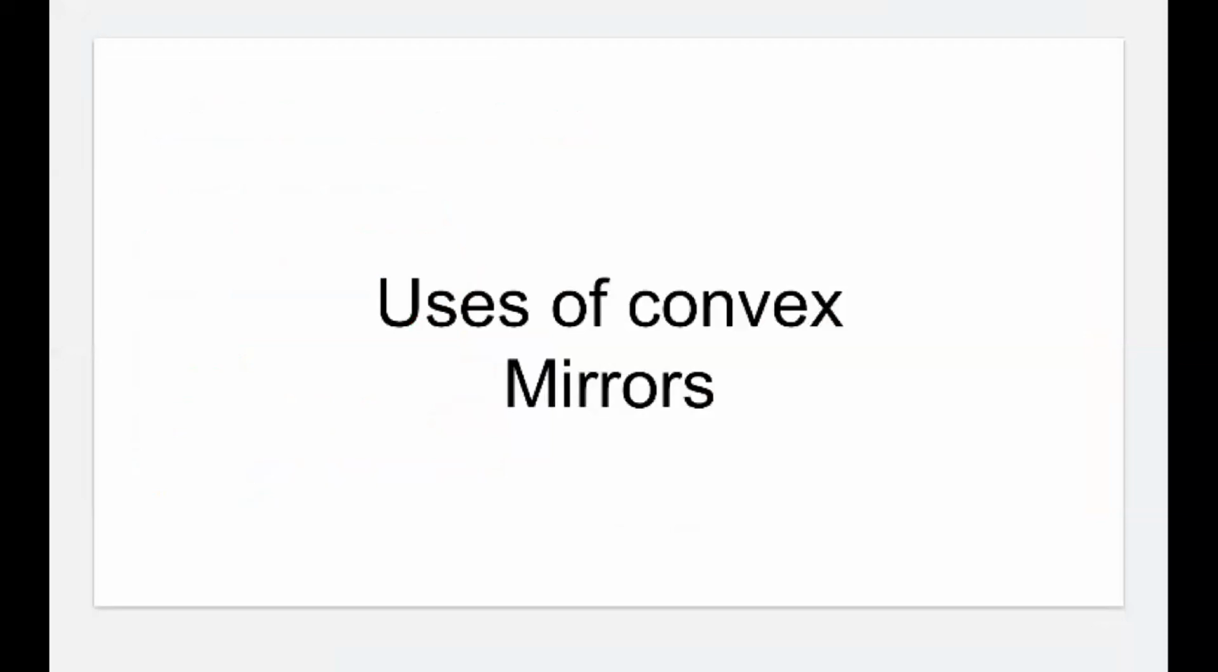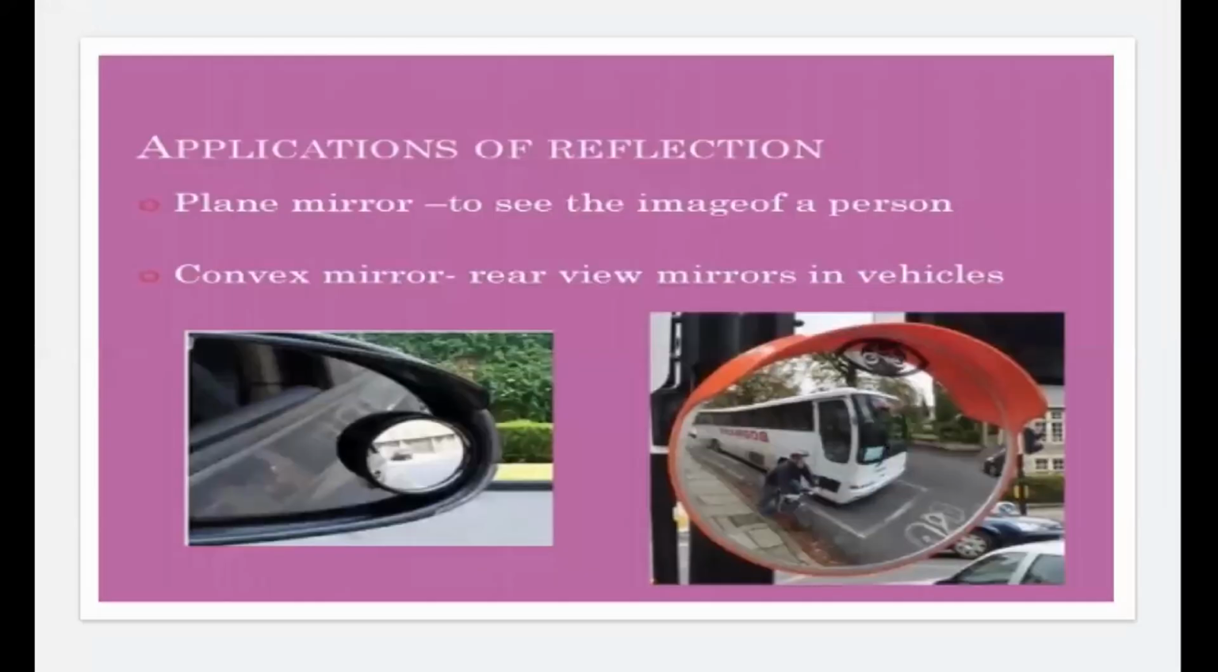Now we will see a detailed explanation of the uses of convex mirror. The first and foremost use of convex mirror is as rear view mirrors in vehicles. You all have seen this rear view mirror in your vehicle. At the same time, at blind corners of buildings or on the road, we place this convex mirror. The main advantage of placing the convex mirror is that you get a wider viewing angle.